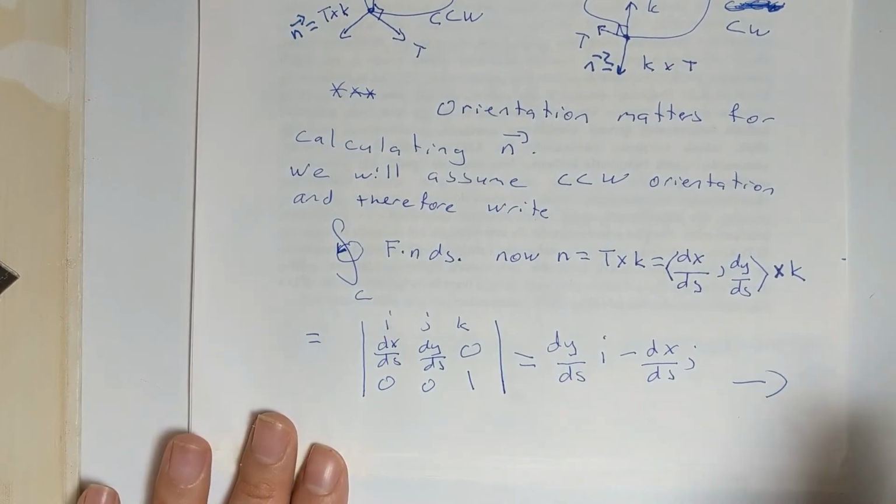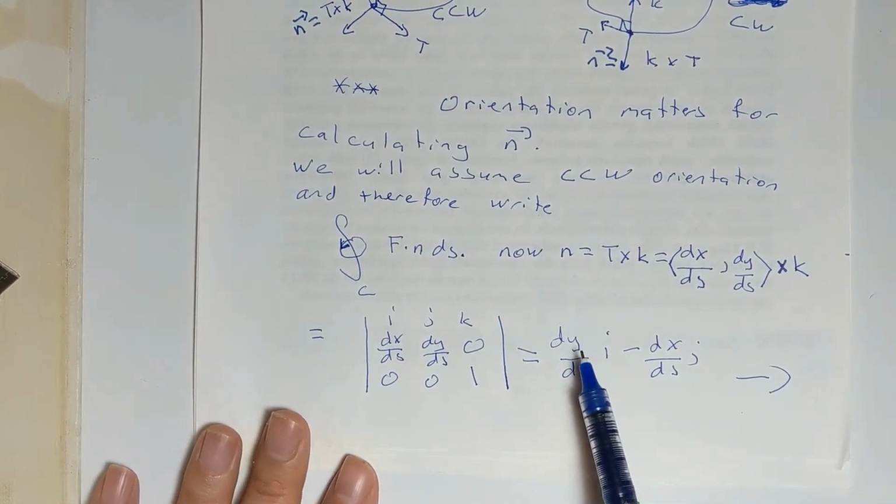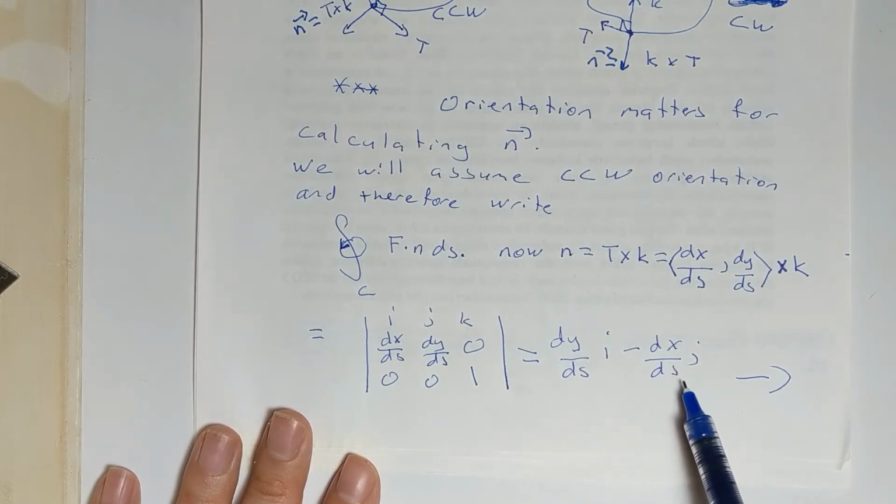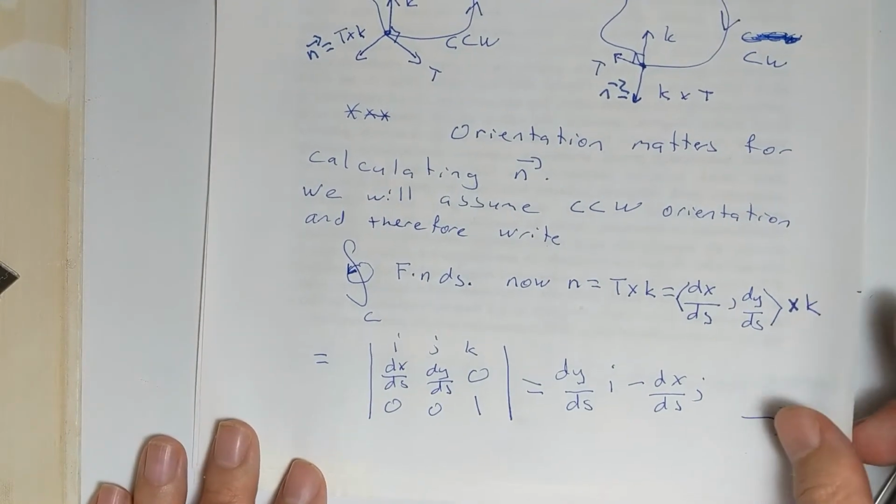So I'm just doing the work here. We're going to end up with a very nice formula. So we have dy/ds i minus dx/ds j. That's going to give me the normal vector. So moving on, let's plug it in.